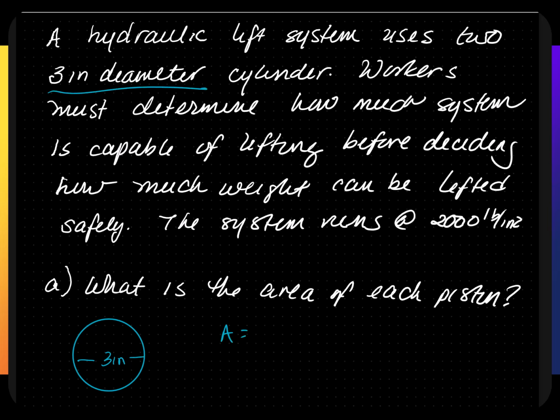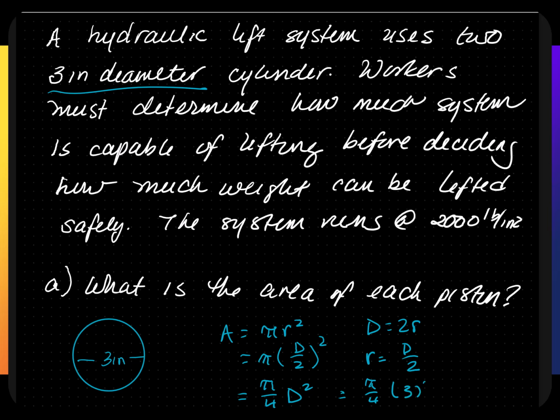So area is equal to pi r squared. Since they gave us the diameter, diameter is equal to 2 times r. So that means r is going to equal diameter divided by 2. If I plug that in, that's going to be pi times d over 2 squared. This is the same thing as pi over 4 times the diameter squared. So this equals pi over 4 times 3 squared, which equals 7 inch squared.